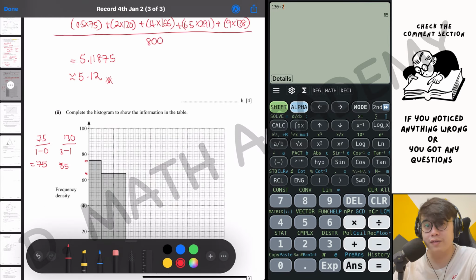So for the next group that we have there, it's supposed to be 166 divided by 5 minus 3. 166 divided by 2, basically. You have 83 here. Then 291 divided by 8 minus 5. You will get it as 97. And then lastly 138 divided by 2. You will get it as 69. So let's plot it out. Make sure it must be accurate.